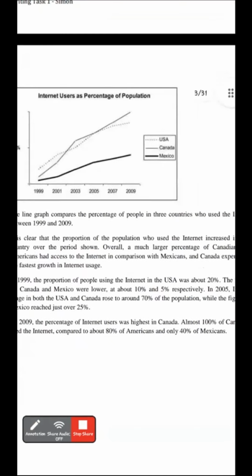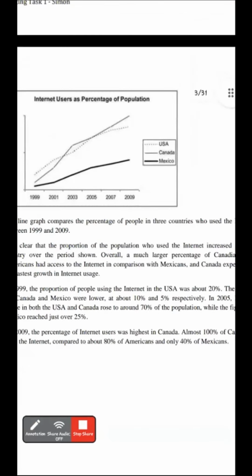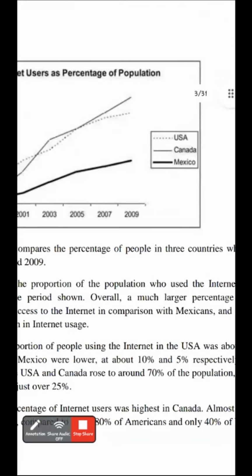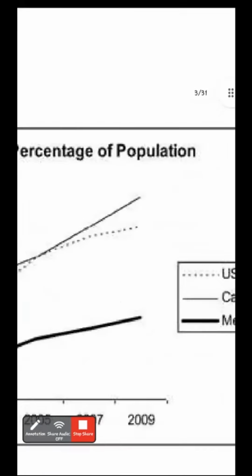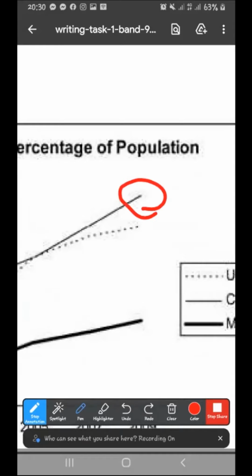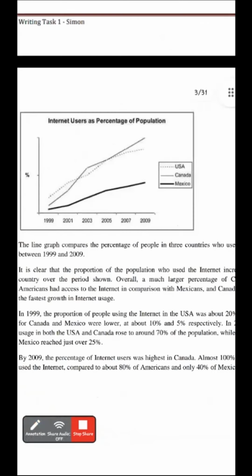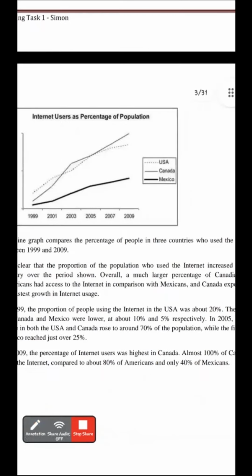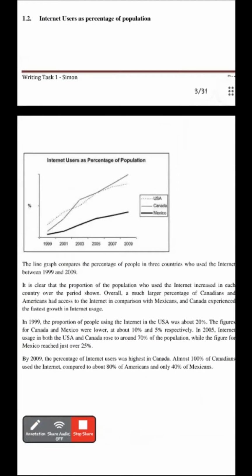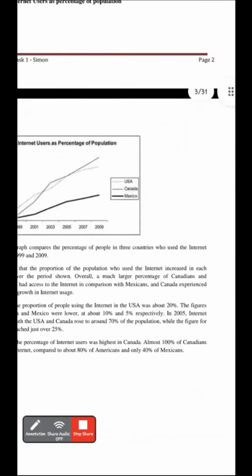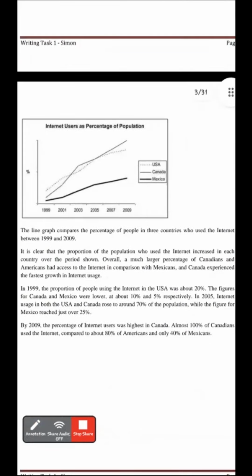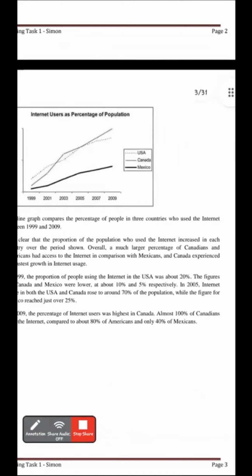How do you know that? You can see this thin line. It has reached its peak. It is highest. The second highest is USA, and Mexico is the least. All right. So, in 2009, the percentage of internet users was highest in Canada. Almost 100% of Canadians use the internet, compared to about 80% of Americans and only 40% of Mexicans. It's very simple. It's 150 words.